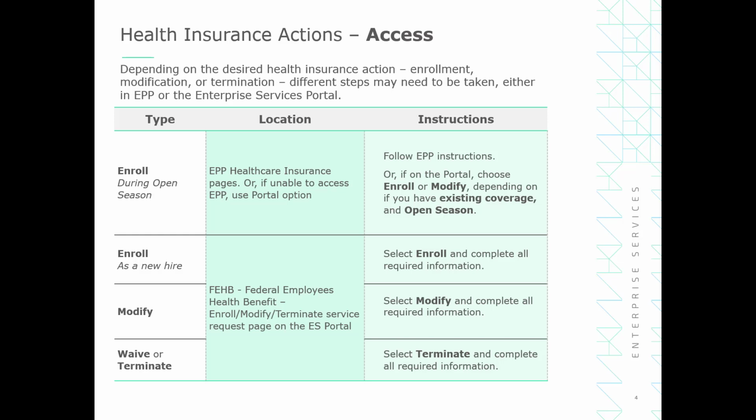If you are enrolling during open season, you can take this action through the Employee Personnel Page System, or EPP. You will follow the instructions on EPP to choose the right plan for you. If you are unable to access EPP, you can also use the FEHB Federal Employees Health Benefit Enroll, Modify, Terminate Service Request page on the portal.